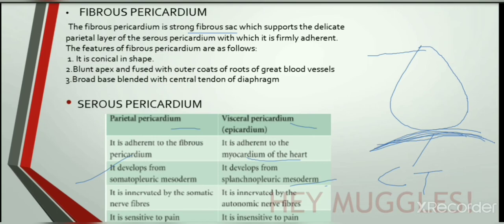The parietal pericardium is supplied by somatic nerve fibers, and the visceral by autonomic. From your knowledge of general anatomy, you already know that the autonomic nervous system innervates the viscera. So the visceral pericardium is innervated by the autonomic nervous system. The parietal pericardium is sensitive to pain. It is the region where pericarditis develops and is sensed first. We'll discuss pericarditis in the clinical anatomy portion. The visceral pericardium is insensitive to pain. So this was all about the fibrous and serous pericardium.